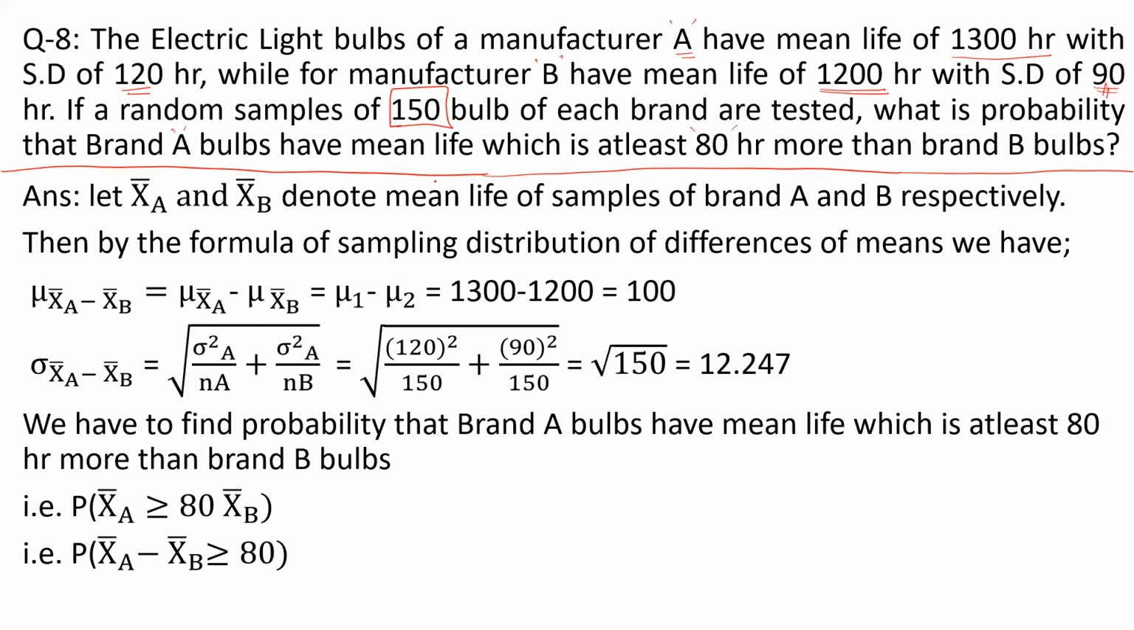So these problems lie in the category of difference of mean, because here two means are given. Okay, so I have taken the notation as X bar A and X bar B denotes the mean life of sample of brand A and B respectively. So by the formula of difference of means, this is the formula: mu of X A bar minus X B bar is equal to mu1 minus mu2. So this value they have already given, which is 1300 minus 1200 hours. So you will get 100 hours.